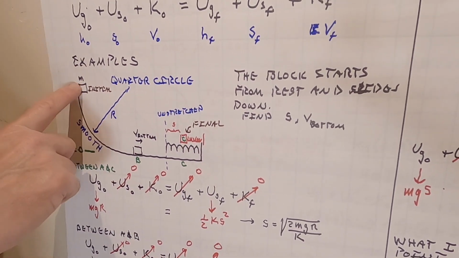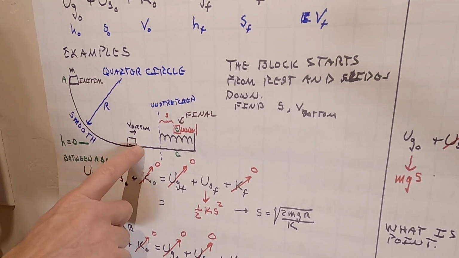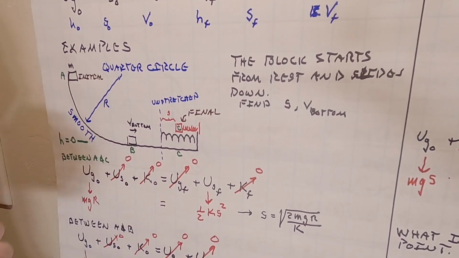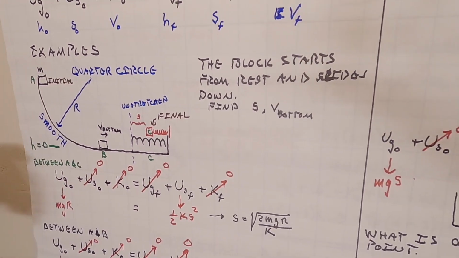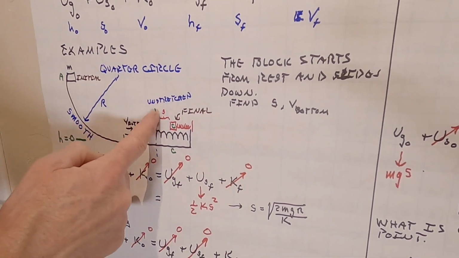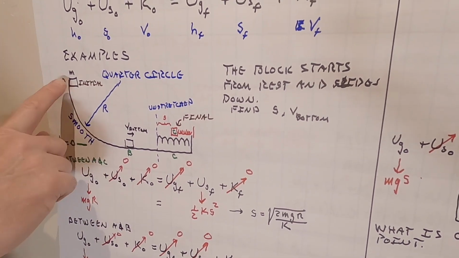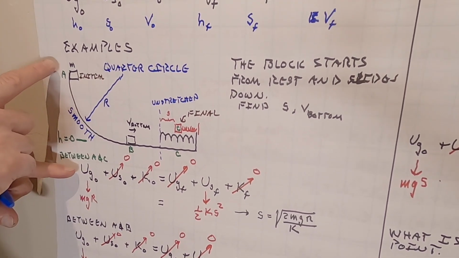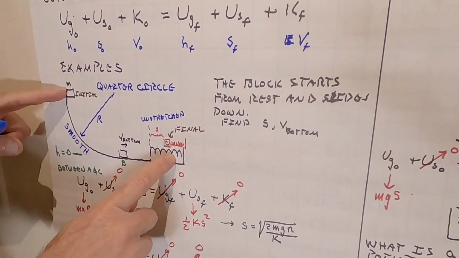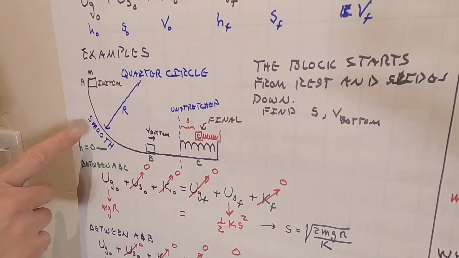What we want to find is how much the spring gets compressed, and what is the speed just before it hits the spring right there. So I'm going to call H equals 0 my lowest point right there. Remember, S equals 0 has to be the unstretched length of the spring. And so we say, okay, we're going to look at this between A and C. Our energy equation is between 2 points, between A and C.